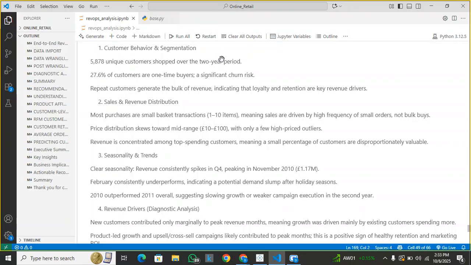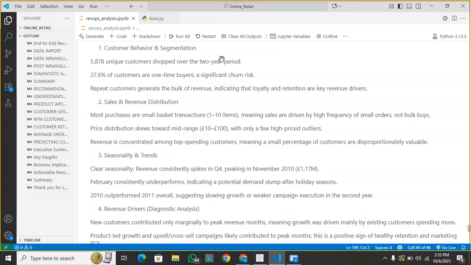In the aspect of sales and revenue distribution, most customers are small basket transactions, meaning sales are driven by high frequency of small orders, not bulk buys. Price distribution skews toward mid-range with only a few high price outliers. Revenue is concentrated among top spending customers, meaning a small percentage of customers are disproportionately valuable, just like we saw in the Lorenz curve.